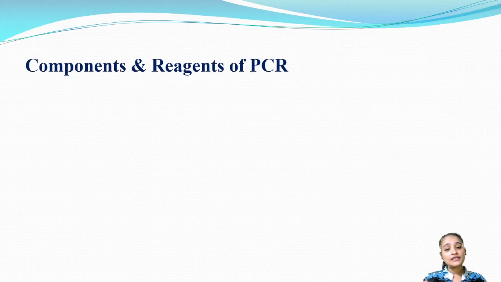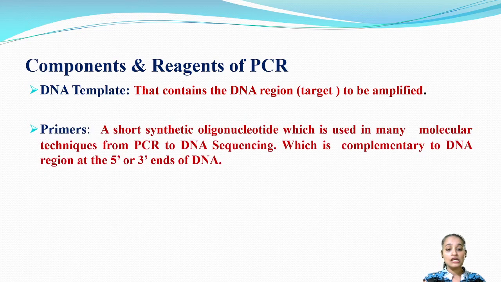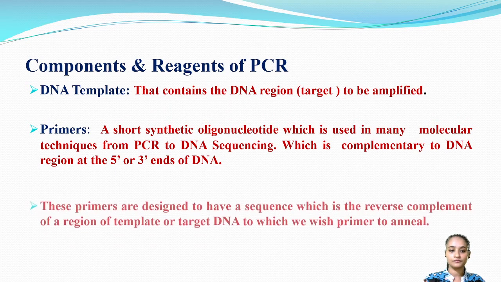Now what are the components and reagents which are used in this polymerase chain reaction? We need DNA template that contains the DNA region or target to be amplified, which is very important. Primers, which are short synthetic oligonucleotides used in many molecular techniques from PCR to DNA sequencing, are complementary to the DNA region at the 5' and 3' ends of the DNA.